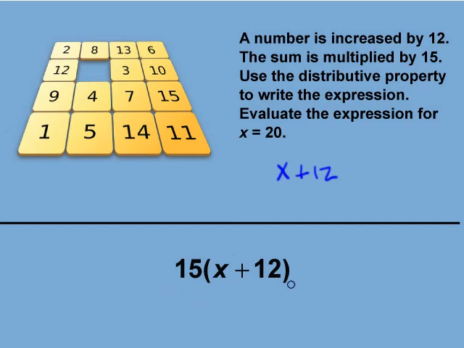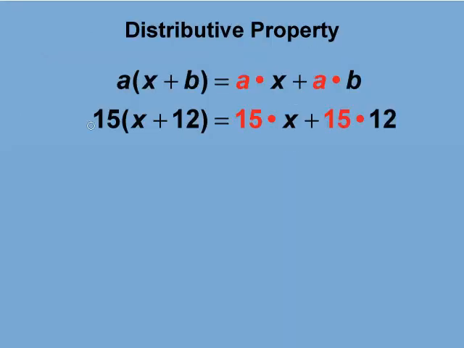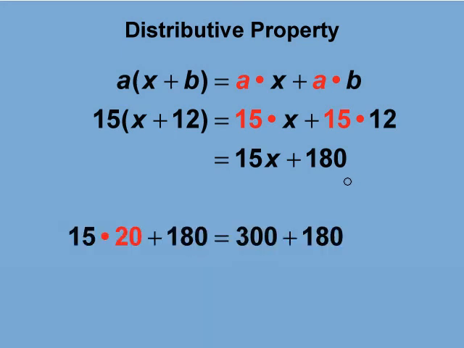This is the mathematical equivalent of the verbal expression. We now distribute 15 to both terms as shown here. We get 15x plus 180. We evaluate this expression for x equals 20, as shown here. We get 300 plus 180, which adds up to 480.